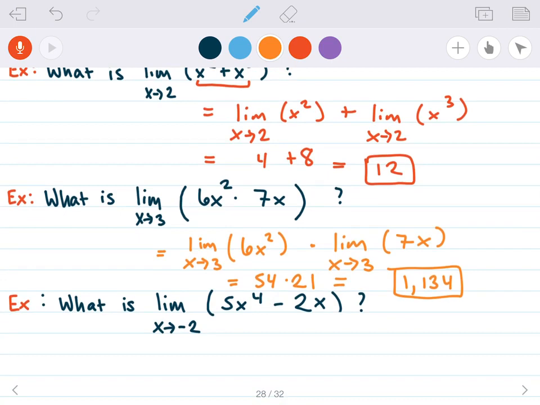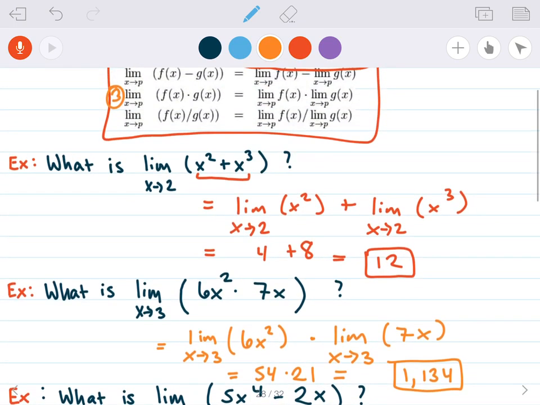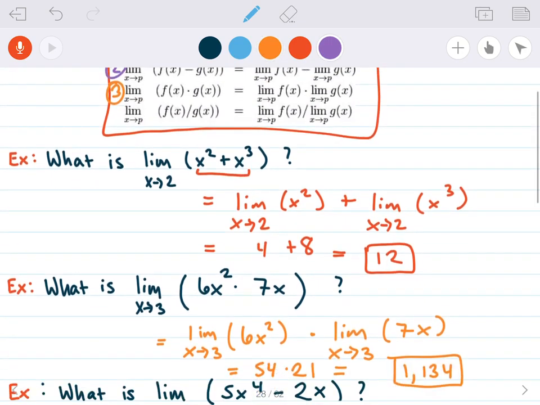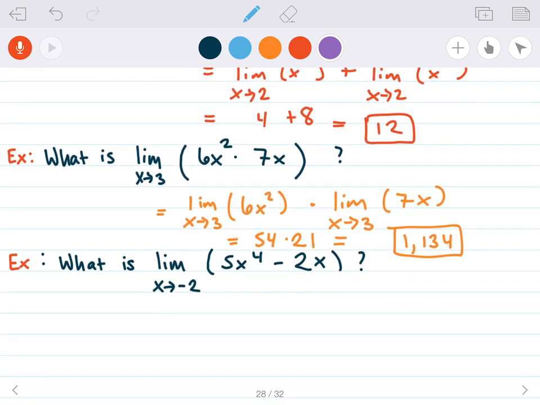Alright, let's do the next one. So now we have subtraction. So again, this is property 2, the subtraction property. So we can separate it out again as limit as x goes to negative 2 of 5x to the 4 minus the limit as x goes to negative 2 of 2x.